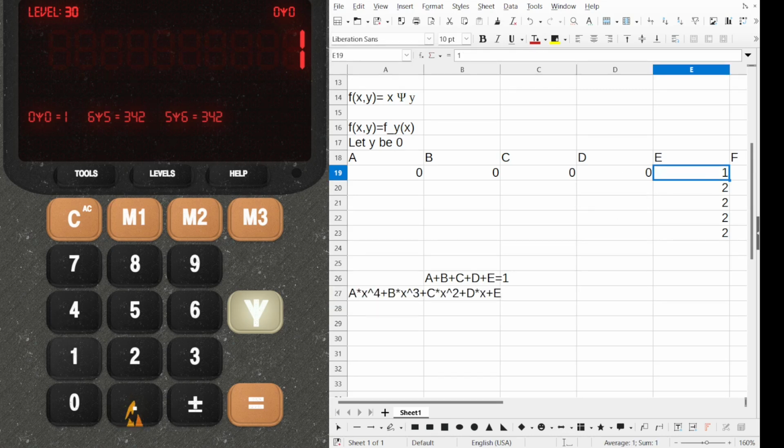E is 1. Now, we are going to go for... What did I want to go for? Let me think for a second. Right.